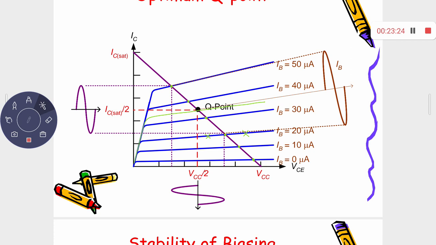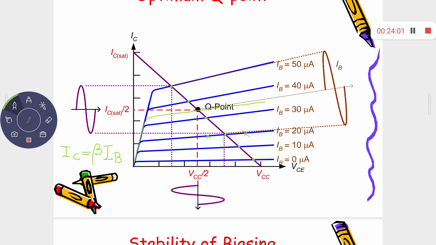The relationship IC is equal to beta IB means that if you change IB by some amount, then the corresponding IC also changes proportionally. I mean, the proportionality constant is fixed. You know this relationship, no? IC is equal to beta IB. That relation is only true whenever the device is operating in the linear region. But that relationship doesn't hold good for the saturation region.